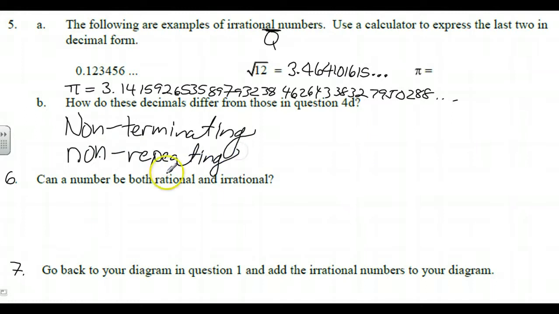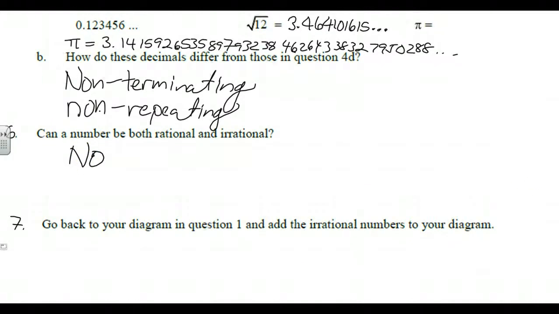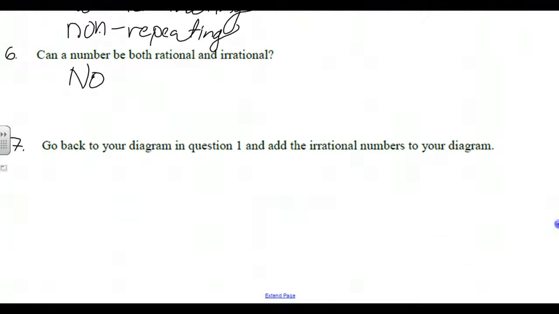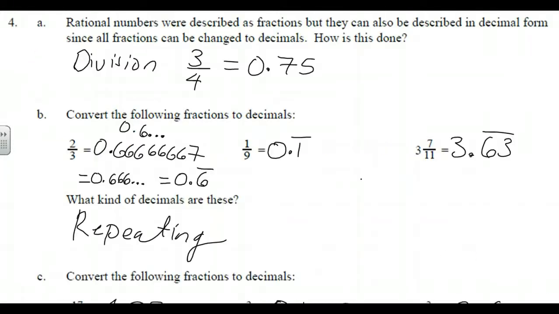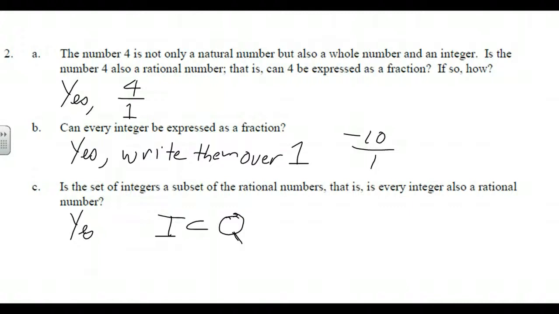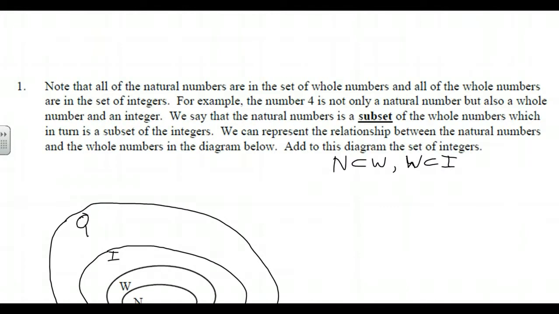They do not terminate. Can a number be both rational and irrational? Can you terminate and not terminate? No. Can you repeat and not repeat? No. So you cannot be both rational and irrational. That applies to people as well as numbers. Go back to your diagram in question 1 and add the irrational numbers to the diagram. Okay. Go back. Here we go.